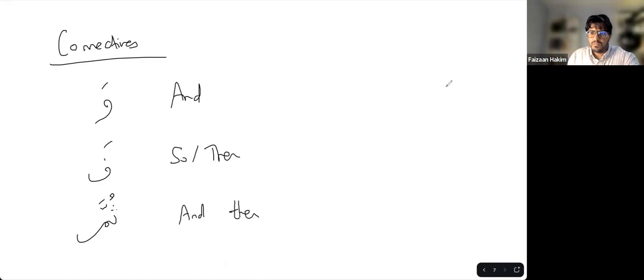I might put maybe just these ones. You have idh and idha. These just mean when. Idh is for the past tense, idha is for the future tense. Again, that will do all the connectors for now.